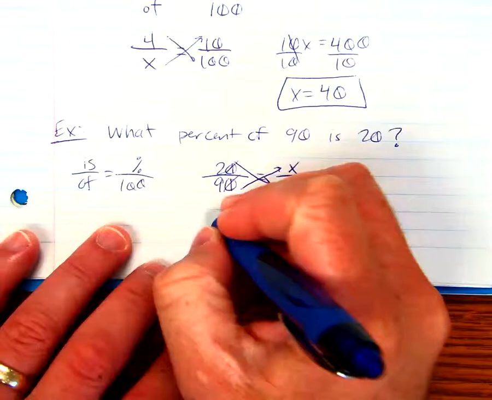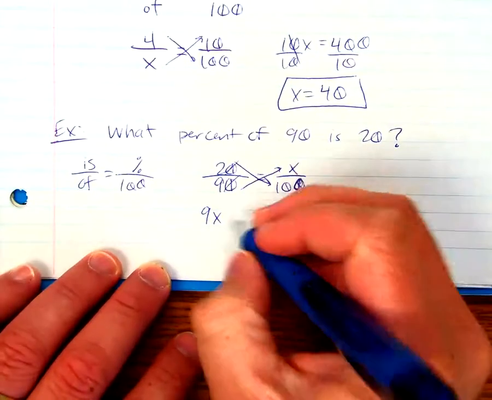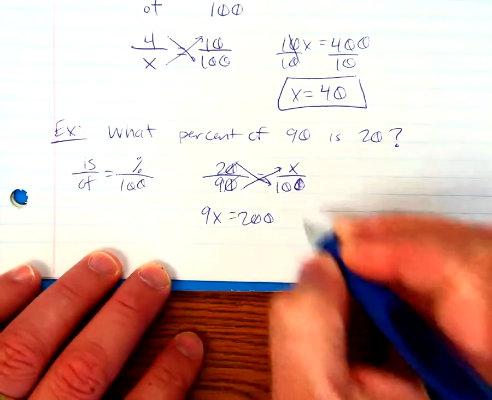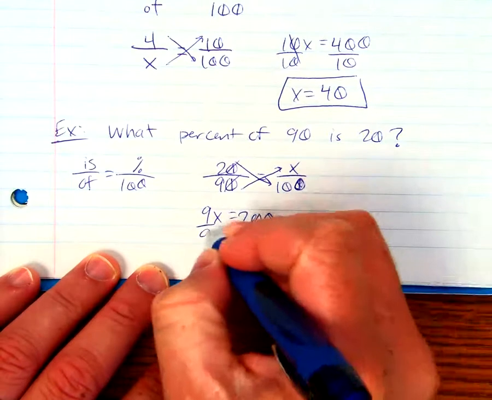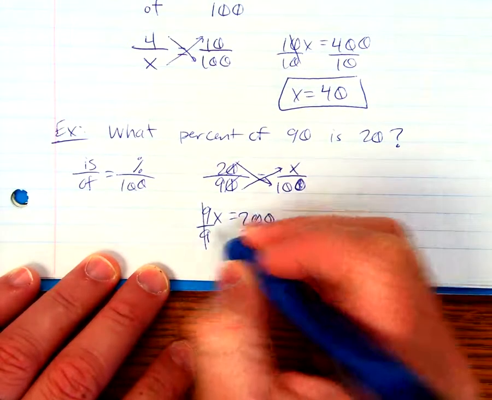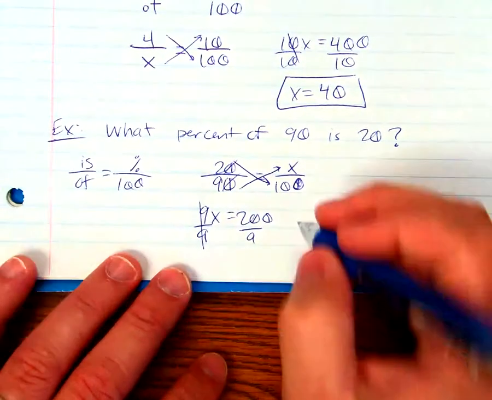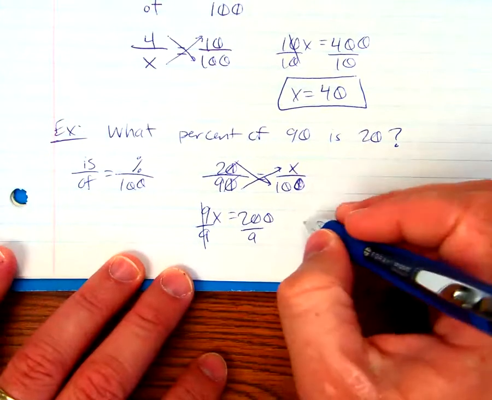9 times x gives me 9x. 2 times 100 gives me 200. This means I need to divide by 9 to solve this. So I need to find how many times 9 goes into 200.